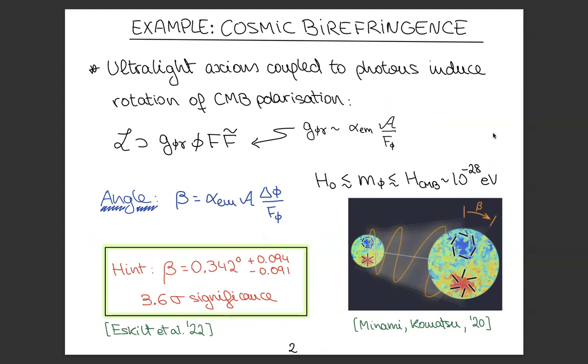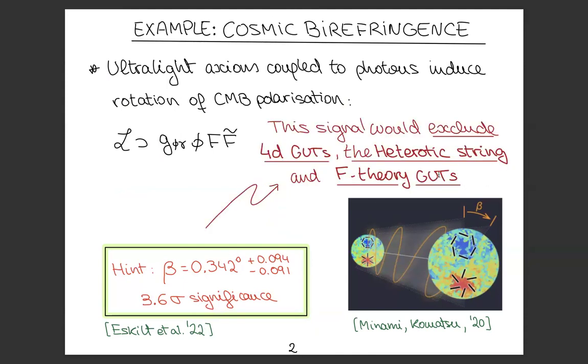Now, the reason why this is extremely exciting is because there is currently a hint that comes from reanalyzing Planck data, which prefers a non-zero beta angle, and this is the work done by Komatsu and collaborators since 2020. And this is exciting because if this signal is true and is generated by a light axion coupled to photons in this way, this would be completely excluding these kinds of UV theories that you see on the screen. For the GUTs, the weakly coupled heterotic string, and this I will discuss if I have time, perhaps also F-theory GUTs.